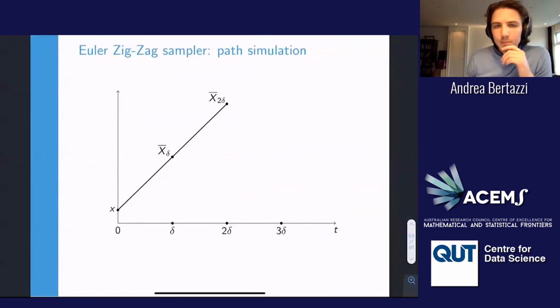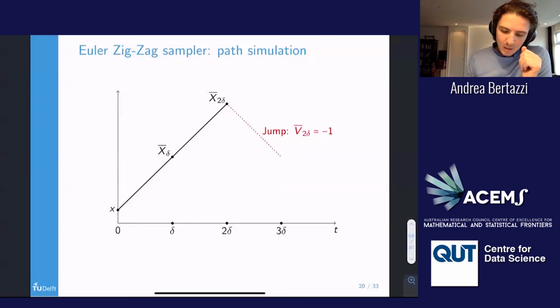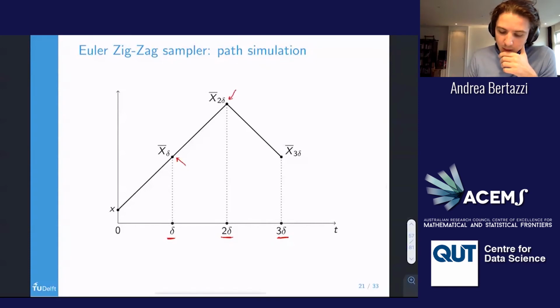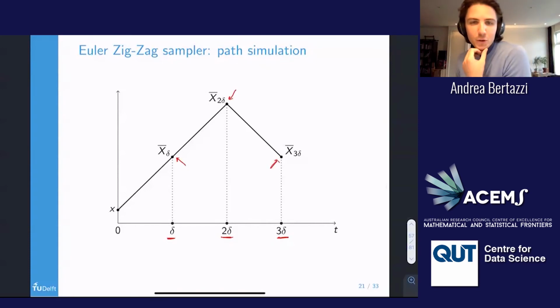Let's say in this case we don't have a jump. We will then move again with velocity equal to 1, to 2 delta. And then we have again two options: either we don't jump or we jump. Let's say in this case we jump, then we will flip the velocity. In this case it's just a scalar, so it's just one component. And let's say this is what happens. Then this will be a possible path for our Euler zigzag sampler. So very simply, we see that we allow random events to happen only on the points of this time grid that we have introduced. In particular, here we had no event, here we had an event, and here we don't know. We still haven't determined that.